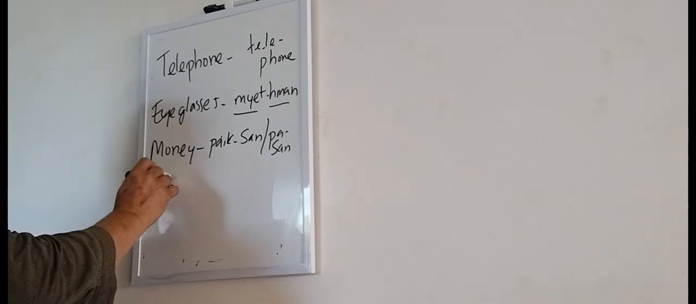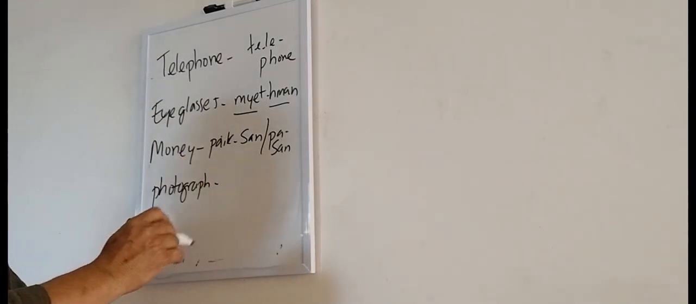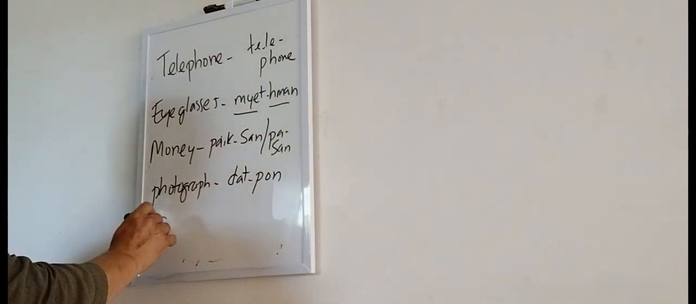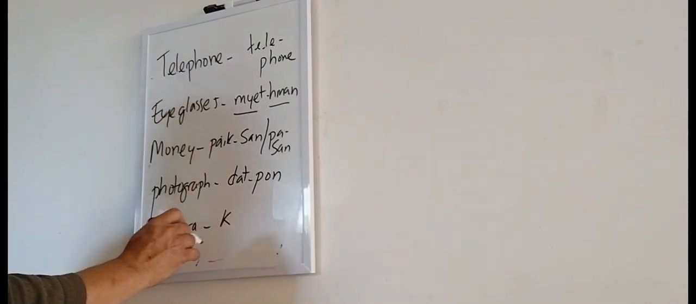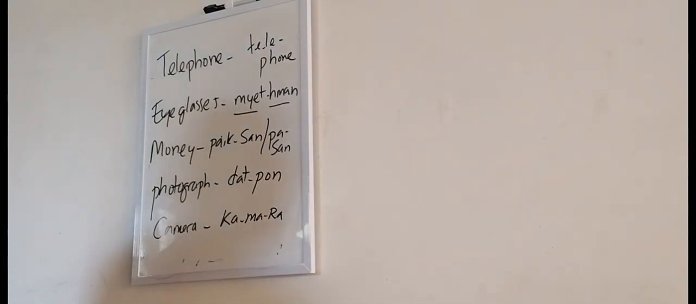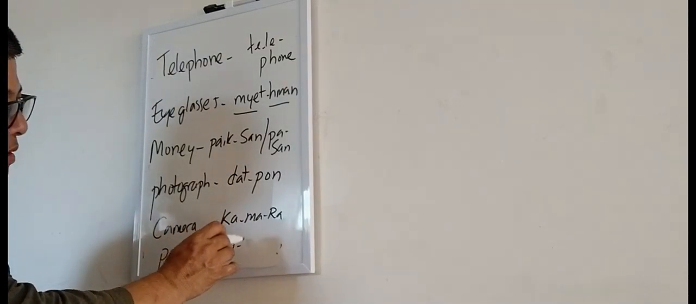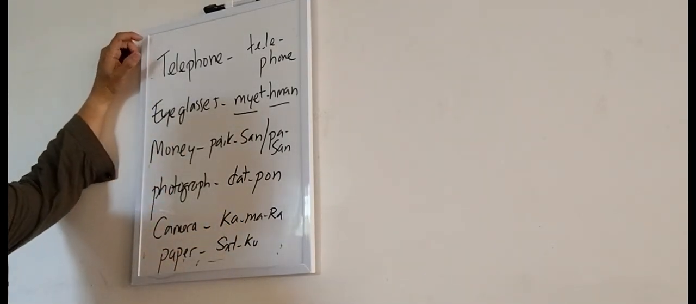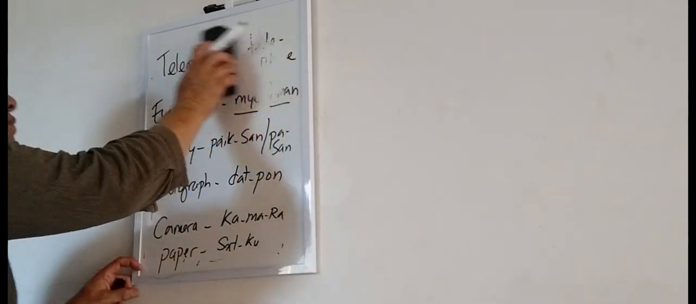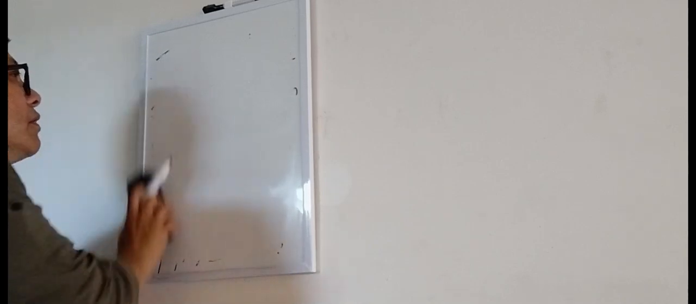Then next one, photograph, we say double. Camera is the same, copied from the English word camera. Telephone, ballpoint pen. Paper, we say saku. We start again to say it together: telephone, eyeglasses, Myanmar, many, Paisan, photograph, double, camera, paper, saku.